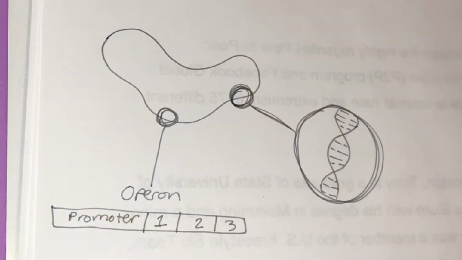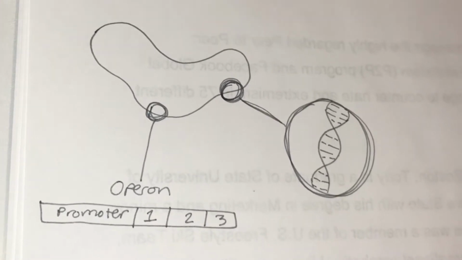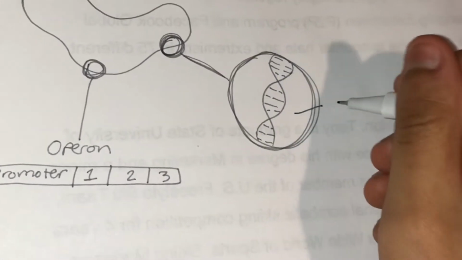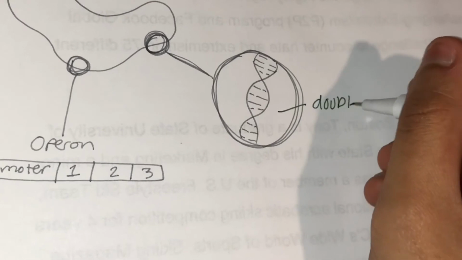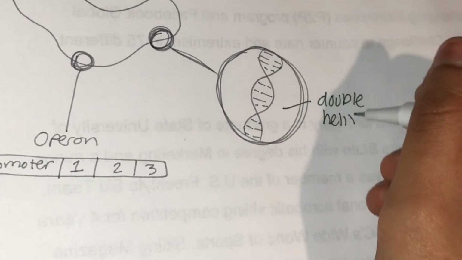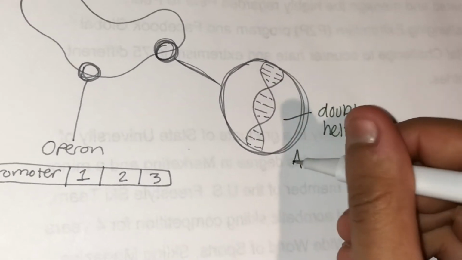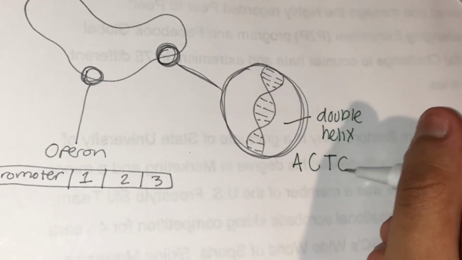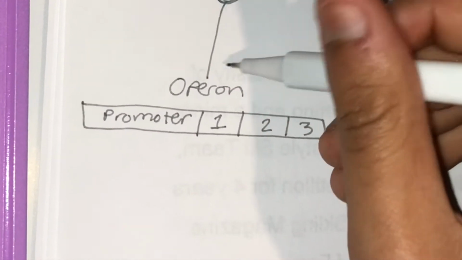Next, let's dive into the cell's nucleoid region. This is not an organelle, it's just a region of the cytoplasm, which houses the prokaryotic DNA, which is long and circular, not linear like its eukaryotic counterpart. The structure of DNA is double helical, with 4 base pairs.